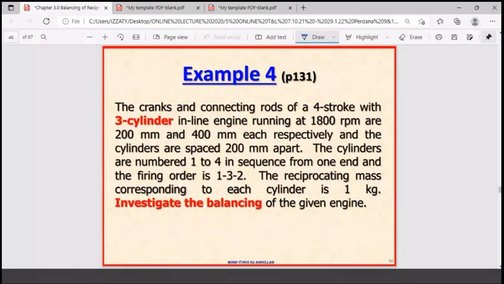The crank and connecting rod is a 4-stroke, 3-cylinder inline engine running with the speed. This one is 2400 to be the speed, and also the radius. The cylinders are numbered 1. This is not 1 to 4, it's supposed to be 1 2 3. Check your notes whether they are correct. Numbered.